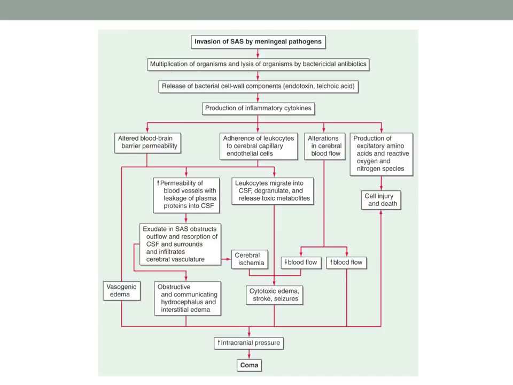All right, that's the third point down because we're starting to fight this infection. So we produce inflammatory cytokines, and that gives us a whole bunch of issues here. So we get altered blood-brain barrier permeability. We get adherence of leukocytes to the cerebral capillary endothelial cells. We also get alterations in cerebral blood flow, and we get production of excitatory amino acids and all of these other things, where we say, oh my goodness, there's an infectious process, and then the cavalry starts coming in.